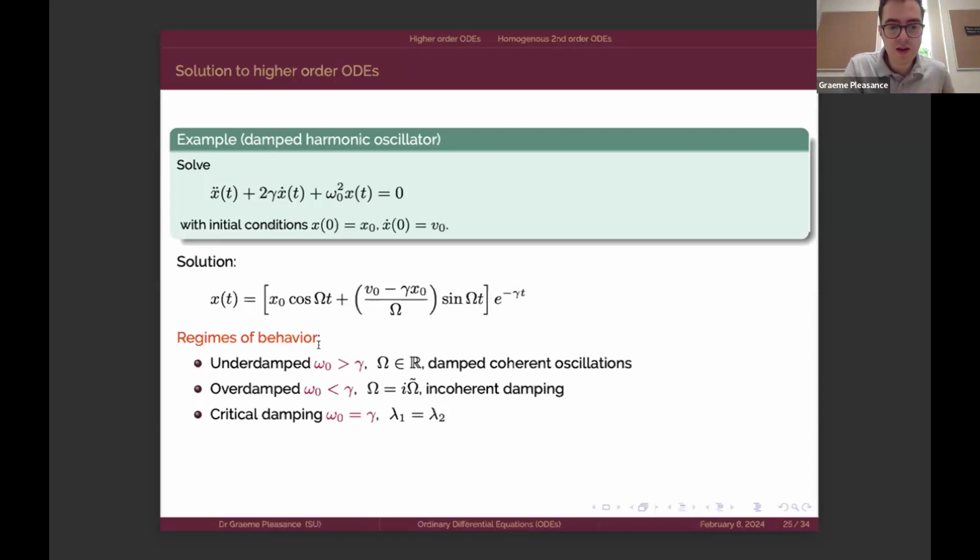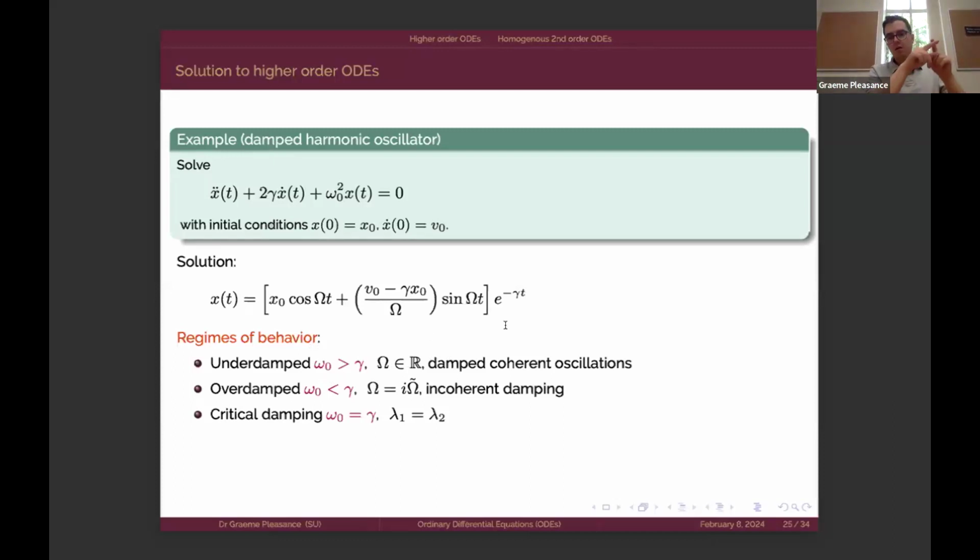And so in that case, this is the so-called underdamped regime of behavior. In this case, when omega is real, our pendulum just undergoes coherent damped oscillations. So it just swings back and forth like this. It's slowly damped and then eventually settles in its equilibrium position. There's also the overdamped regime of behavior. This is where gamma is greater than omega naught.